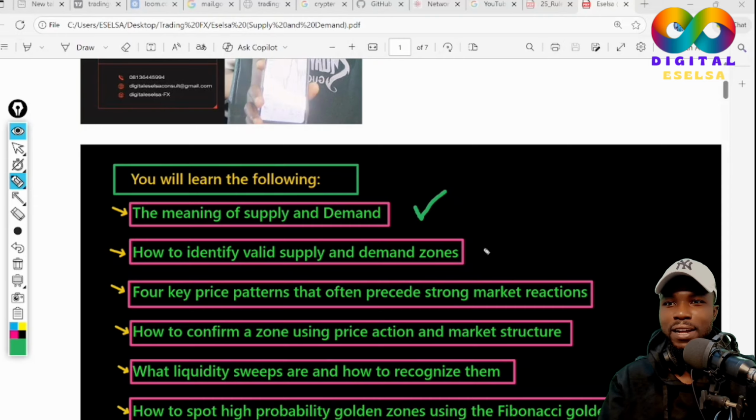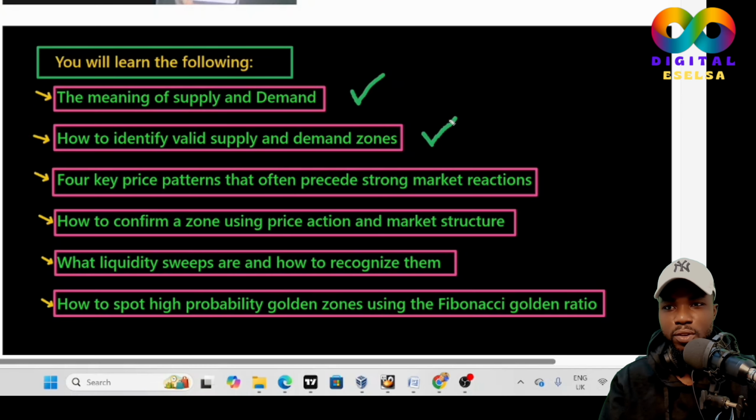How to identify valid supply and demand zones, very important. Maybe the reason why you are not making money yet as a forex trader, and the reason why your trading strategy has been failing, stop loss up and down, is because you are actually buying from the wrong demand zone and selling from the wrong supply zone. So here I was able to explain how to identify valid supply and demand zones.